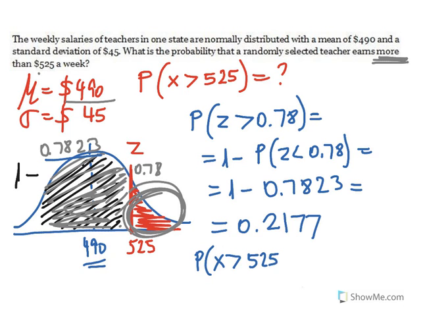So the probability that the randomly selected teacher earns more than $525 per week will be 0.2177, or 21.77%. So that's the answer. Good luck, and let me know if you have any other questions.